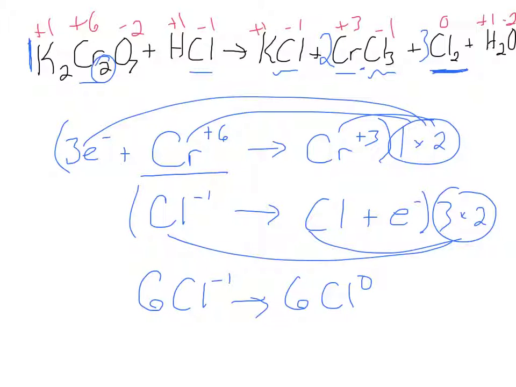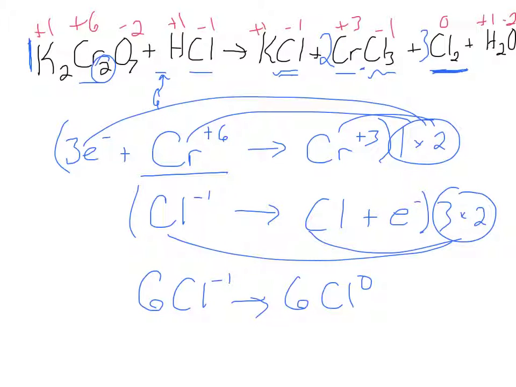But not all of the Cl's are actually being oxidized. So I'm not just going to stick a 6 up here because I need to account for these Cl's that are not being oxidized as well. So I'm not going to do any more of the coefficients based on the half reactions. I'm going to do it by counting.